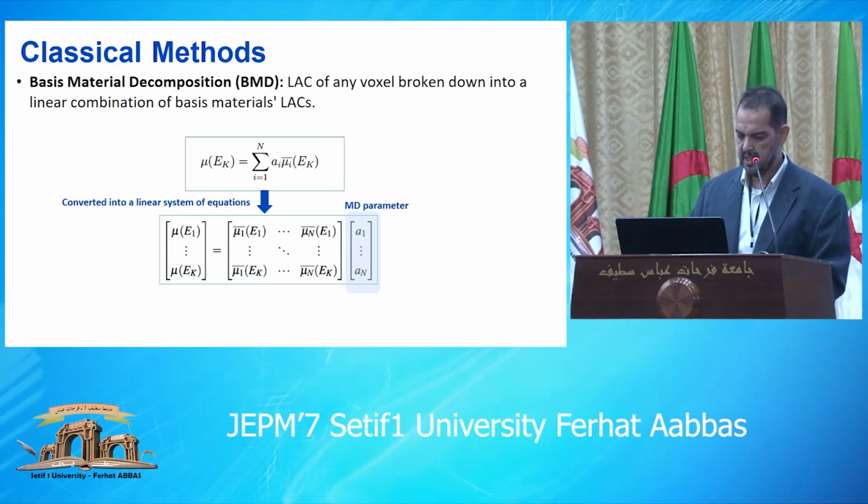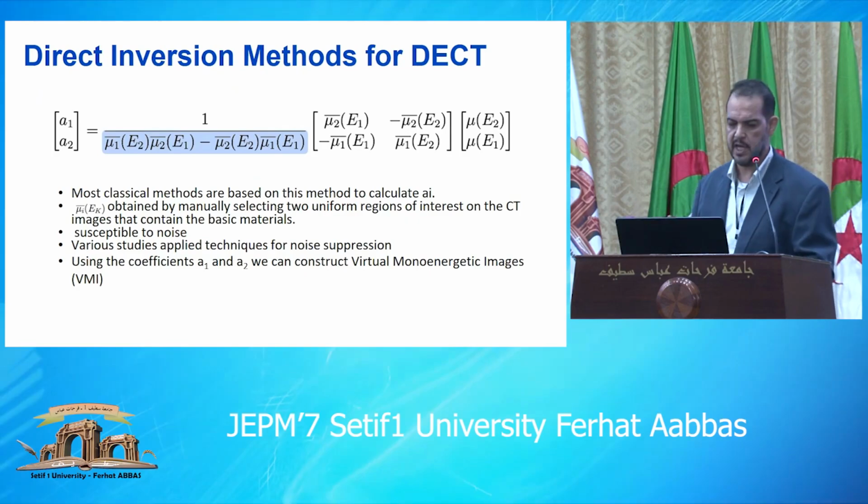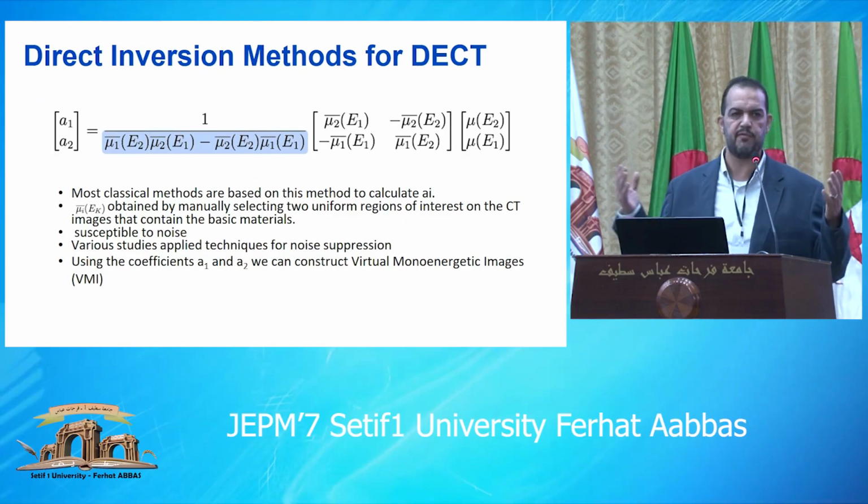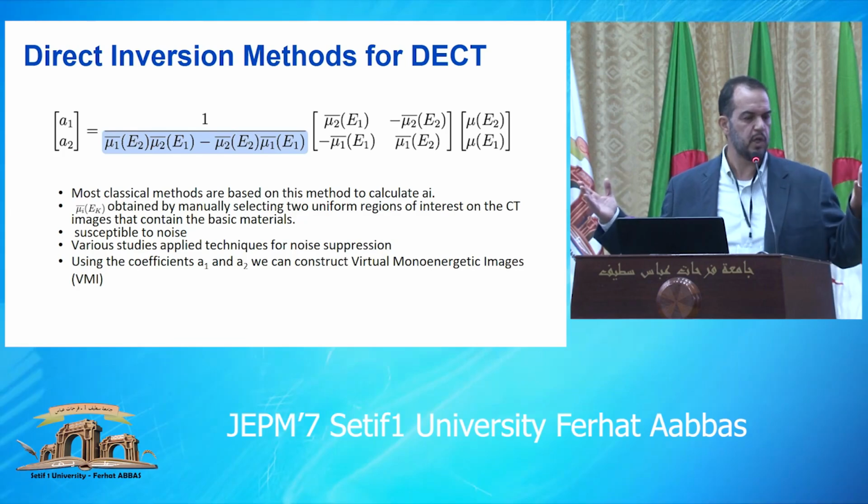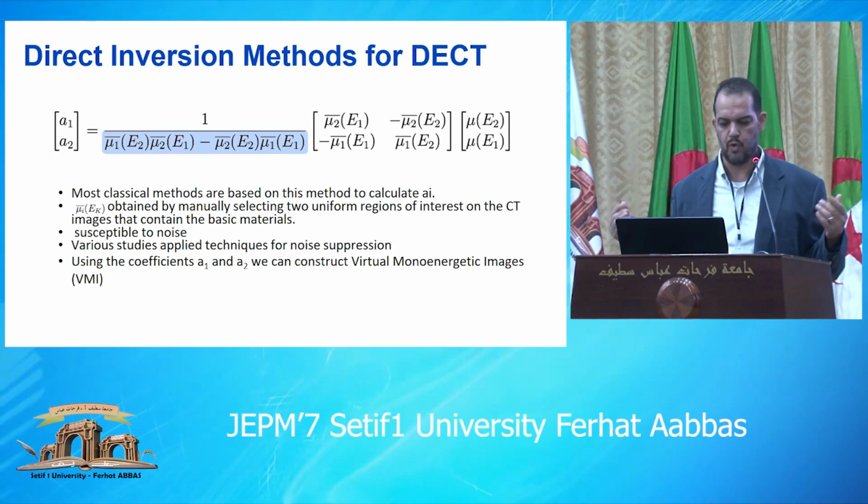You can basically write this matrix equation where this is the attenuation coefficient, these are the attenuation coefficients of the materials that we have chosen to decompose our images, and these are the material decomposition parameters, or the coefficients of each material in that specific voxel. Okay, so you can invert this and solve. If you have only two energies, you have two equations with two unknowns, A1 and A2.